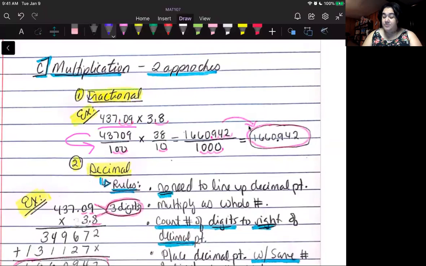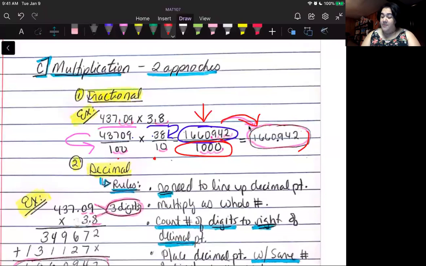Okay, and then the rules of multiplication say that you multiply numerators together to get your new numerator, and we multiply denominators together to get our new denominator. Then, following the rules that I've already shown you of how you take this new fraction and convert it into decimal form, you can do just that and you get your answer in decimal form, which is 1,660 and 942 thousandths.